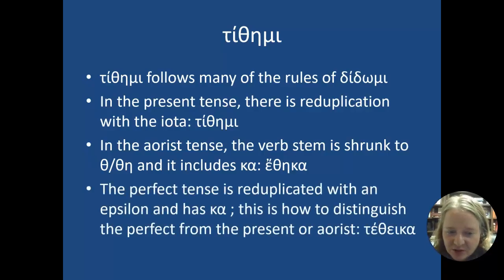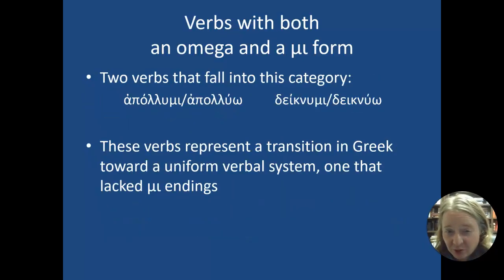The perfect tense is reduplicated with an epsilon and has a ka. This is how to distinguish it. So the tetheka is the perfect form of it. So far, this is pretty much just following the didomi rules.